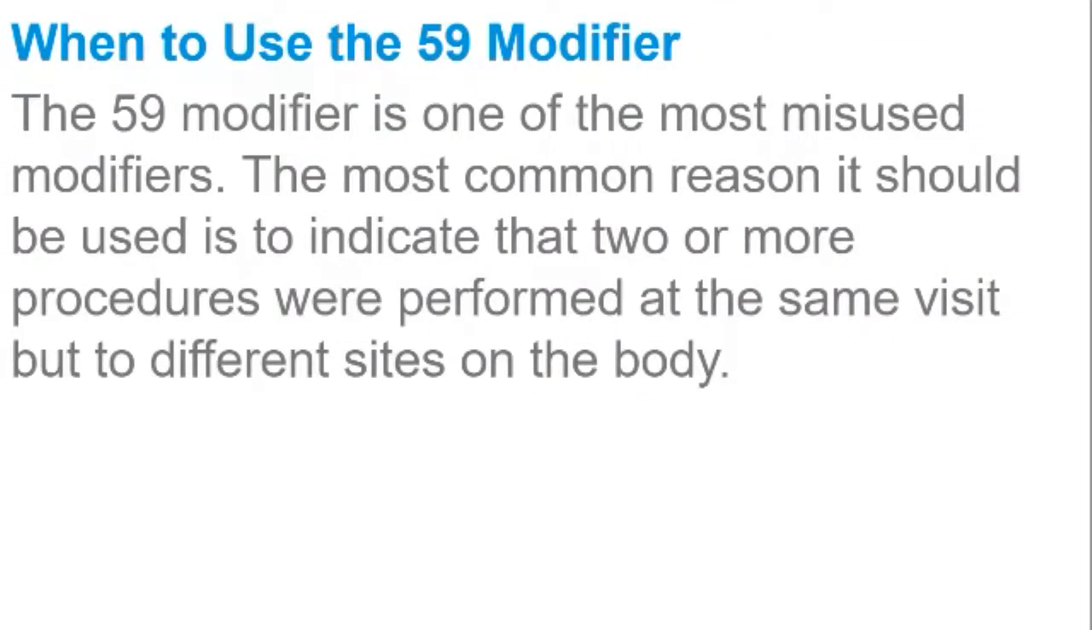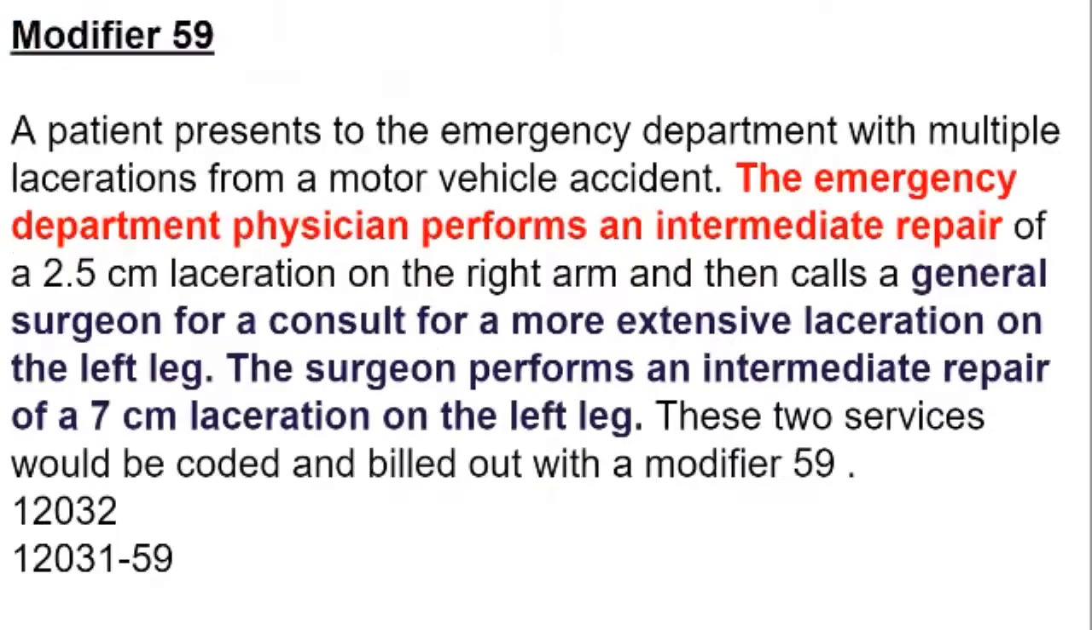So I'm going to the orthopedic doctor. I need to have my finger and my toe looked at. We're going to do 2 different procedures. The modifier 59 tells the third-party payer, same doctor, same patient, 2 different procedures were performed, but on different body types. We're going to do some examples, so it's going to make some more sense. Just hang on. So let's look at an example of modifier 59.